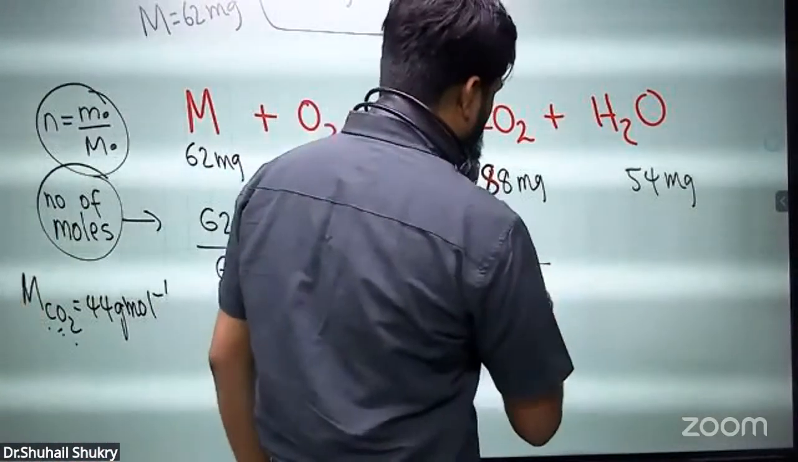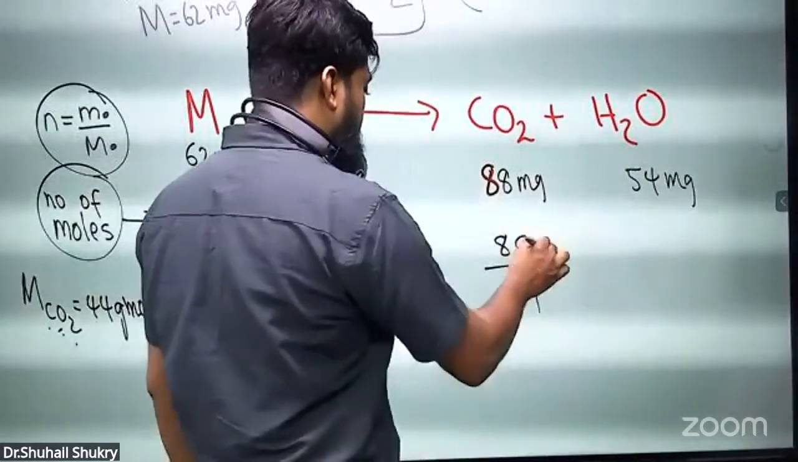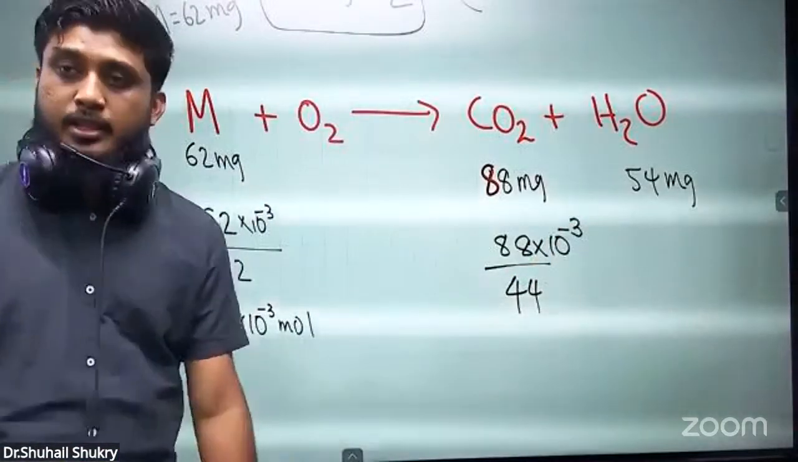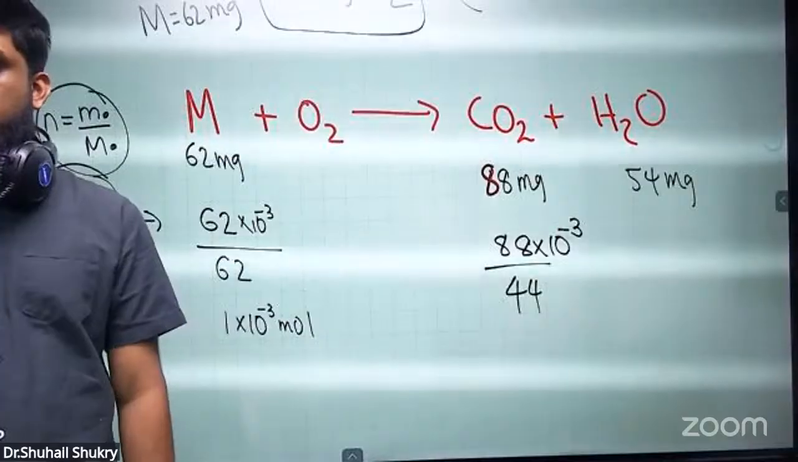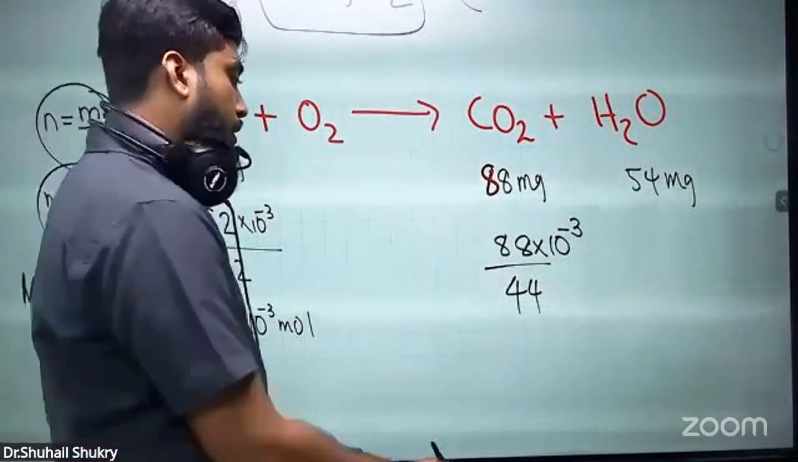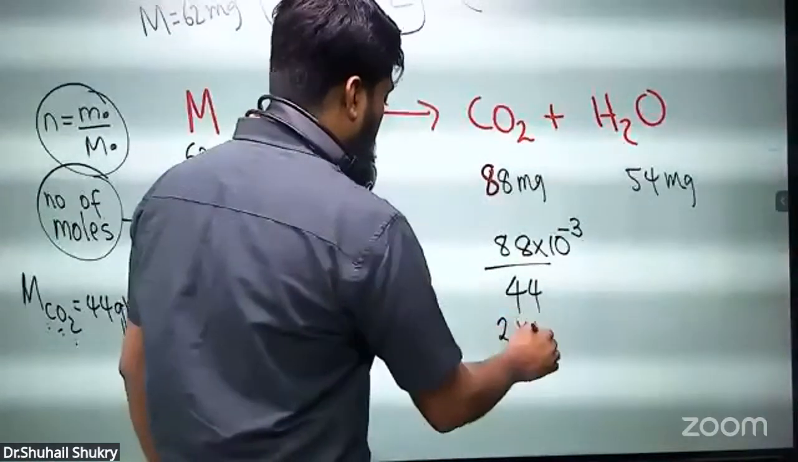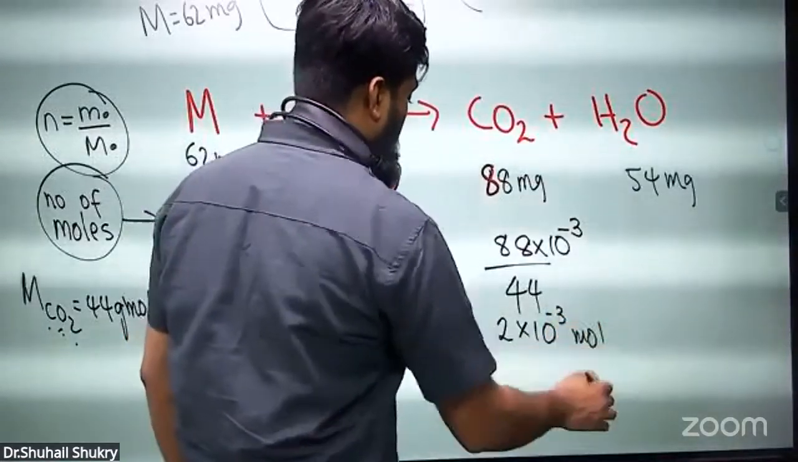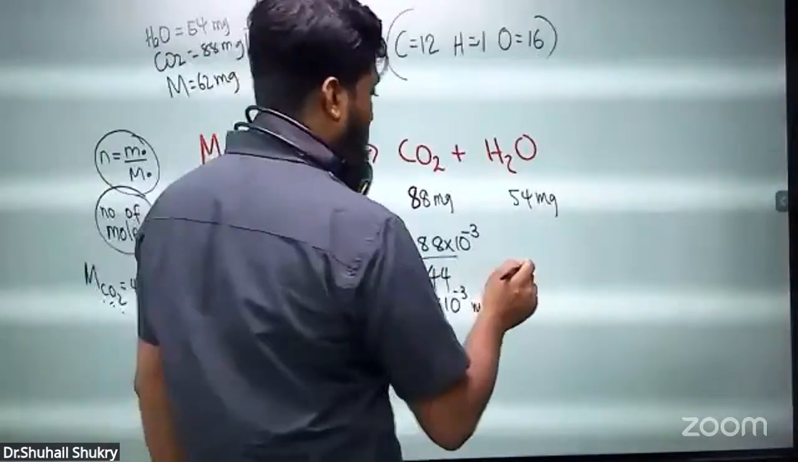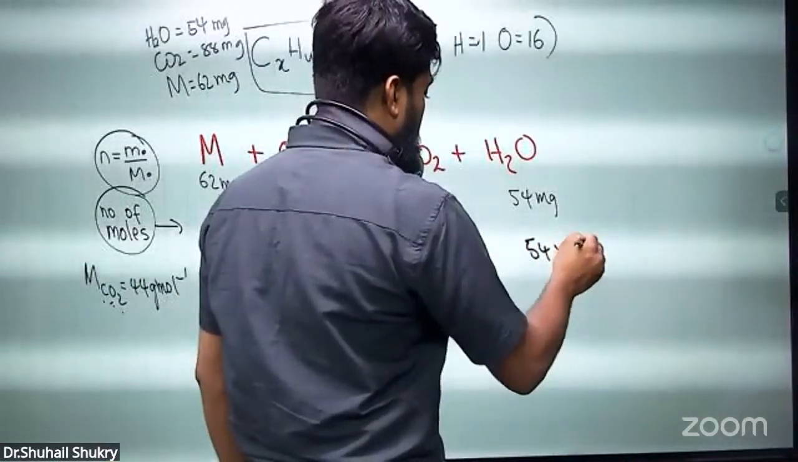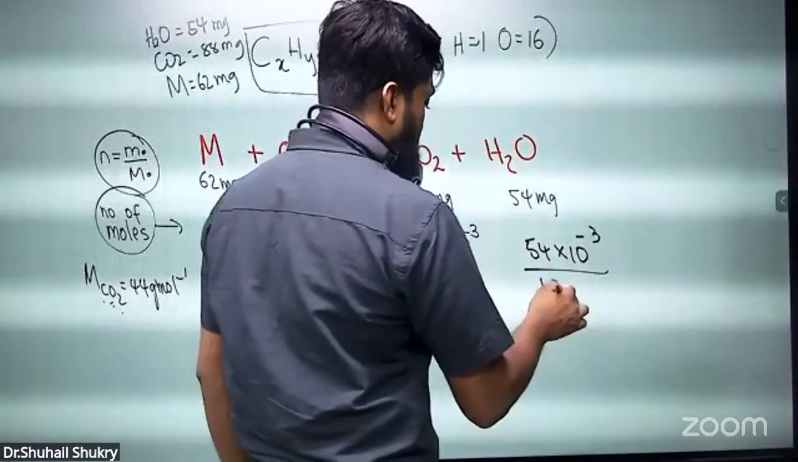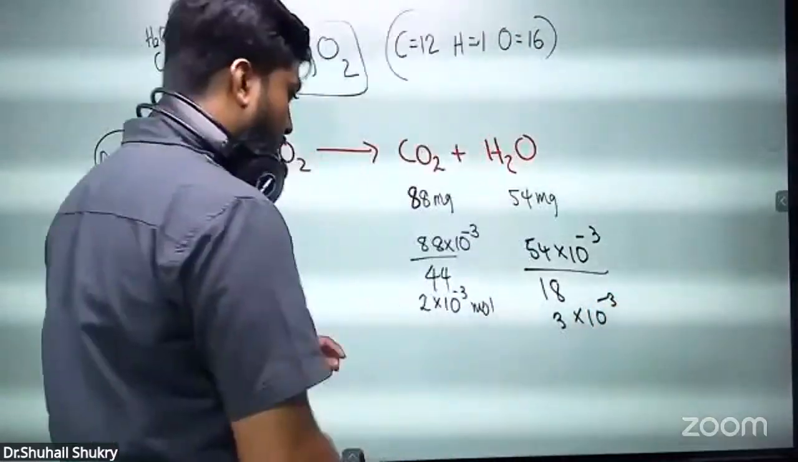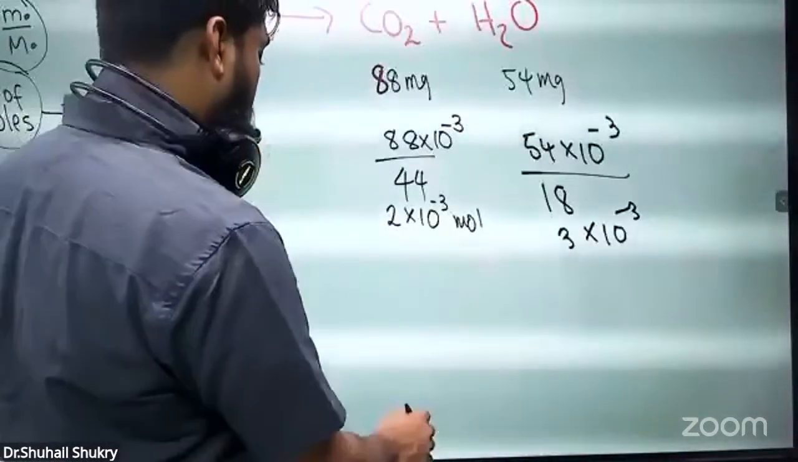So 88 divided by 44 will be how much? 88 was in milligram. To convert to gram, I divide by 1000, which is multiply by 10 to the power minus 3. You are not getting confused, right? Then 88 divided by 44 gives 2 into 10 to the power minus 3 moles. For water, 54 into 10 to the power minus 3, divided by 18, the molar mass of water, we get 3 into 10 to the power minus 3 mole.